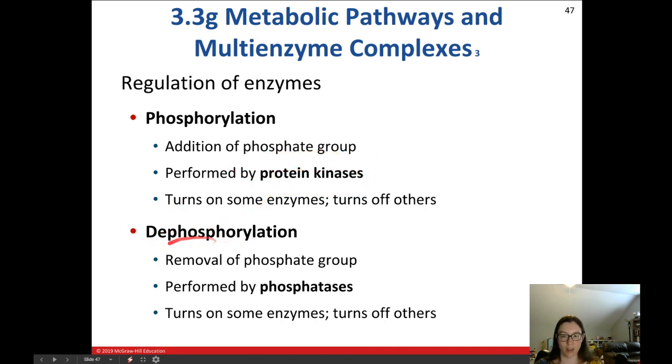Dephosphorylation, as the name implies, is the removal of a phosphate group, and it's performed by phosphatases. So kinases phosphorylate things, phosphatases dephosphorylate things. This, once again, just like phosphorylation, turns on some enzymes and turns off others.